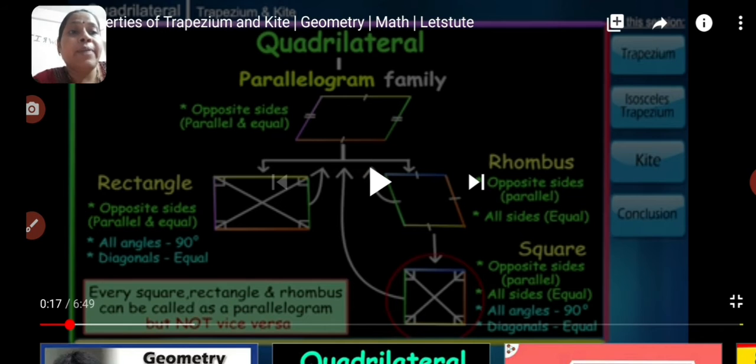I will tell you. Okay, what about rhombus? In a rhombus, opposite sides are parallel and all sides are equal. Now a square is a combination of rectangle and rhombus. See, in a square, all sides are equal and all angles are 90 degrees.